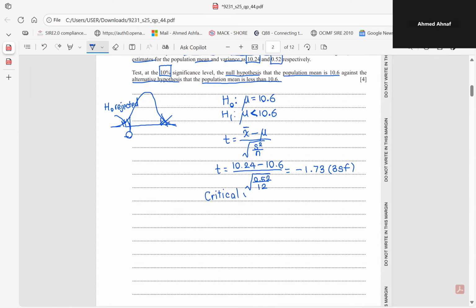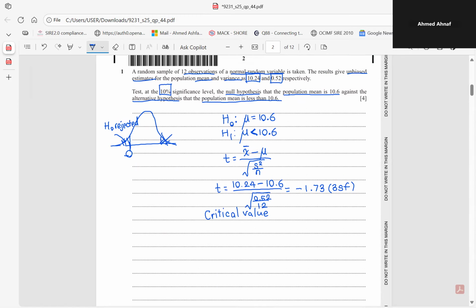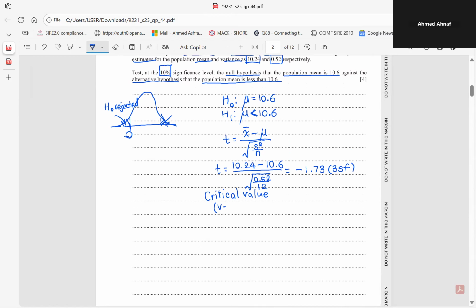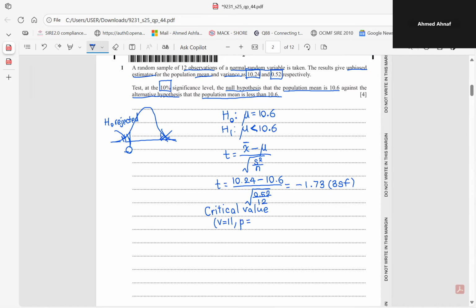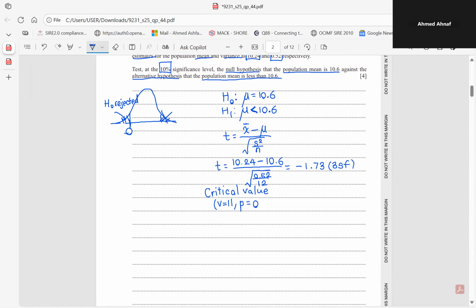To find the critical value for a t-test, we have to know two parameters. First one is the degrees of freedom, which is just the number of observations minus one. So in this case, v is 11. Then the probability, which is given by the significance level. Since this is a one-tailed test, like I mentioned earlier, you just have to take 100% minus 10%, you'll get 90%. So p is 0.9. Let's take a look for 11 and 0.9.